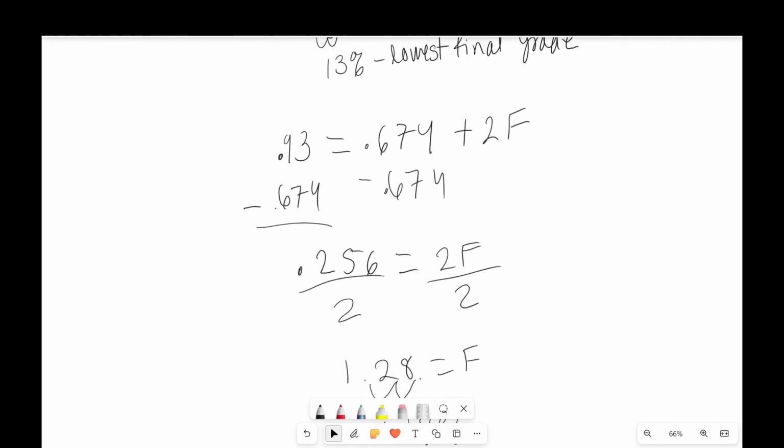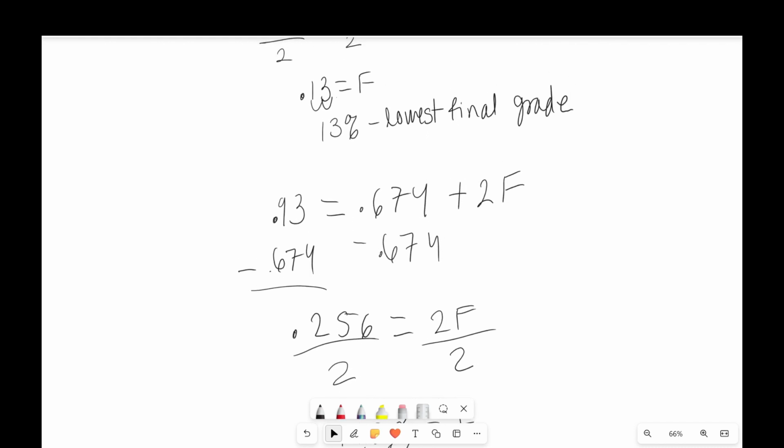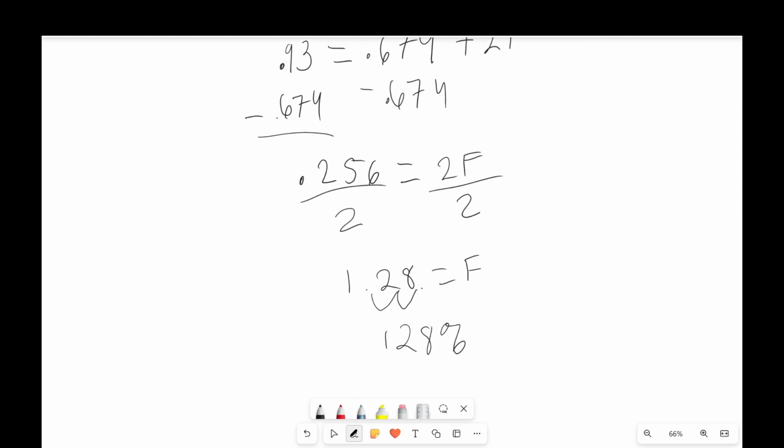And then the next question asked me to determine what my final grade would need to be if I wanted to pass the class with a 93%. Again, I transformed that into a decimal, and I kept the averages of the midterm, web design, and the project grades, and I subtracted on both sides, got 0.256, and then I divided by 0.2 on both sides, which gave me 1.28, and so I determined that I would need 128% on the final.